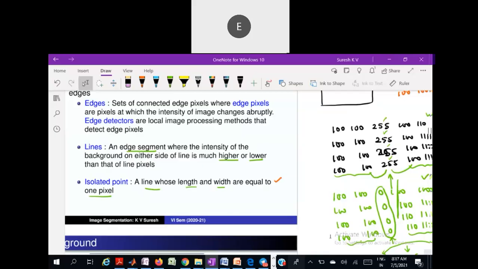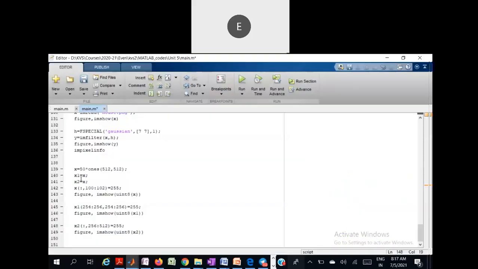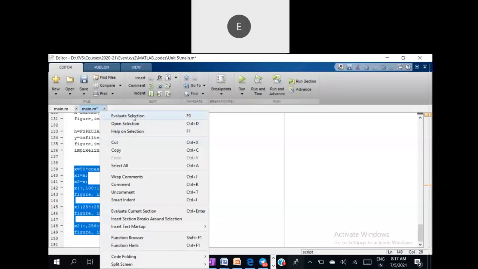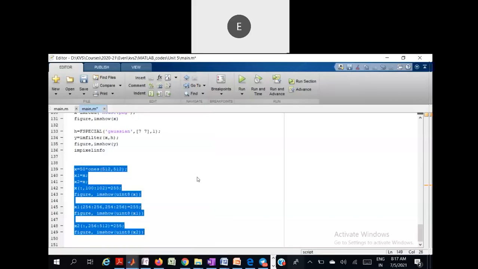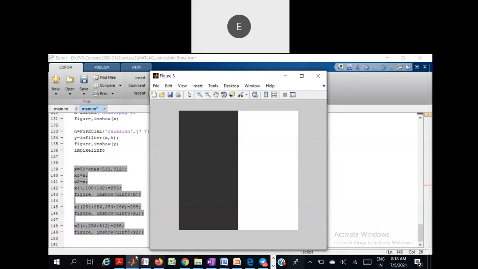Can somebody unmute? And okay. So let me just show you a simulation which will probably make it still better. I'll run it for all the values and let us see the images. Okay, so I'll show one by one.